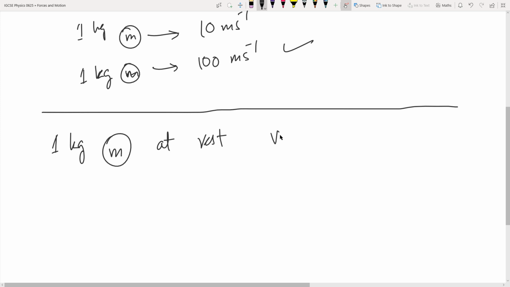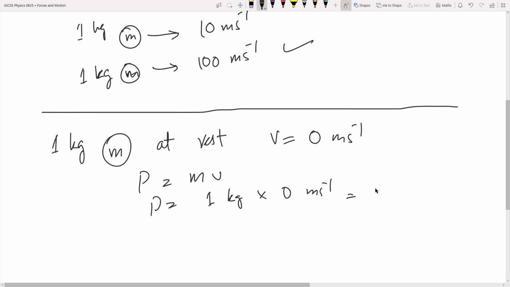So at rest the velocity is 0 meter per second, right? So currently the momentum is mv, that is mass into velocity. It is going to be 1 kilogram into 0 meter per second, so that is going to be 0. Now we can duly put in the units, which are kilogram meter per second, right? So this is the unit for momentum. It's taken from mass and velocity.